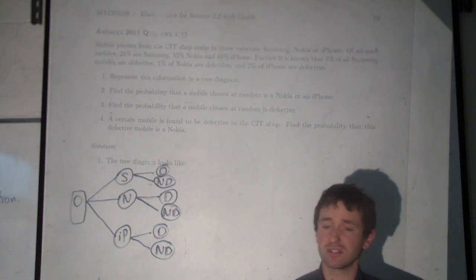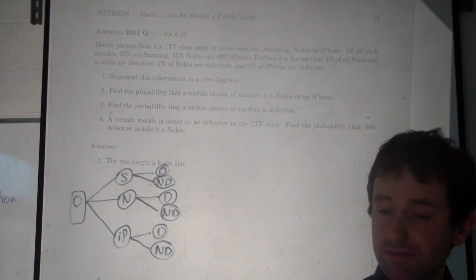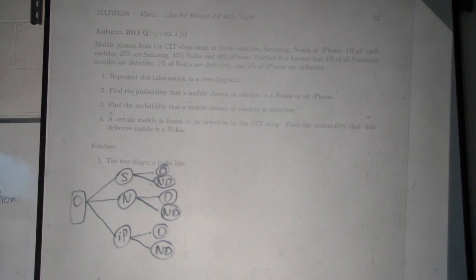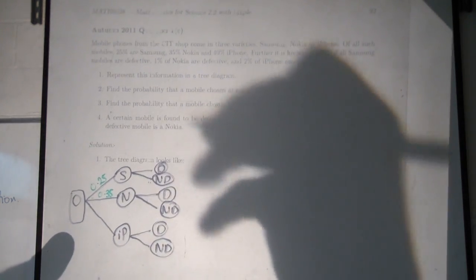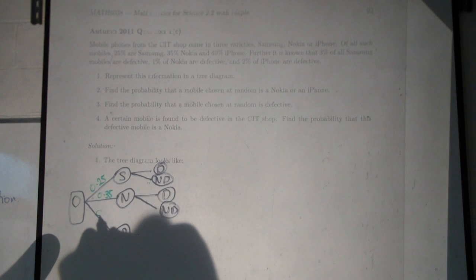So basically, you've got a situation. You've got a CIT shop selling phones left, right, and centre, and 25% of the phones they sell are Samsung. So if you've got a random phone, 1 in 4 of them are Samsung. The probability that you get Samsung is 1 in 4, 25%. Probability of a Nokia is going to be 35%. Probability of an iPhone is going to be 40%.